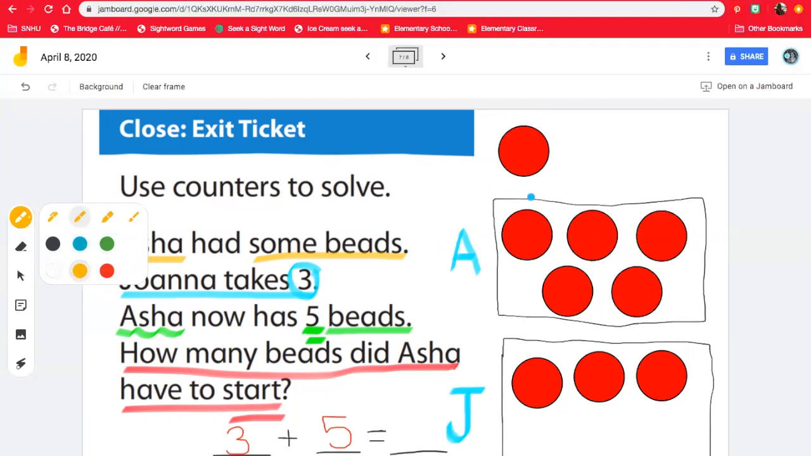So how many do we have? We have 5 in this box, 6, 7, 8. So how many beads did Aisha start with? 8. Because Joanna took 3 and Aisha had 5 left over. So if we added those counters together, Aisha started with 8.